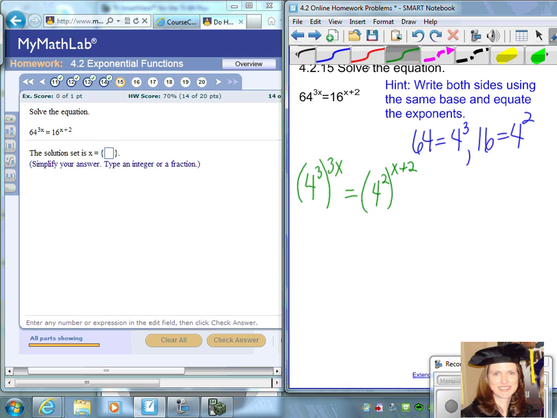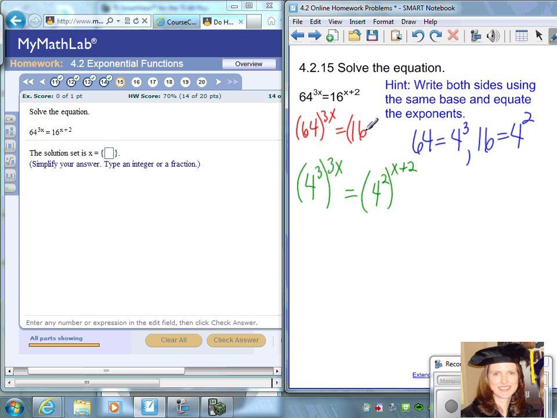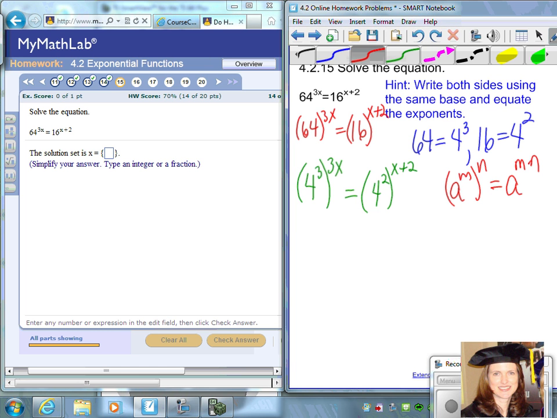And what I've done here is that in 64 to the 3x, I replaced 64 with 4 to the 3rd, and that 16 I've replaced with 4 to the second power. Now you can use the properties of exponents. You have a power, a to the m to the nth power. Power to a power, you multiply those exponents together. And we're going to get 4 to the third to the 3x.